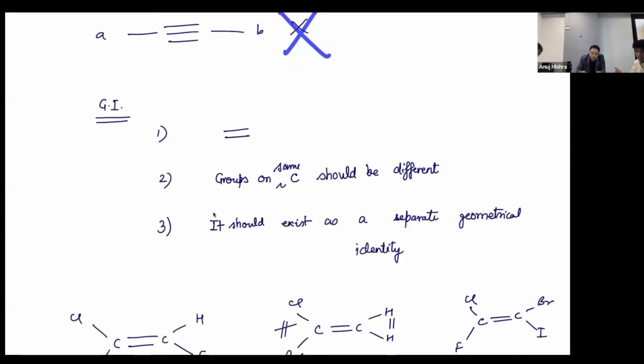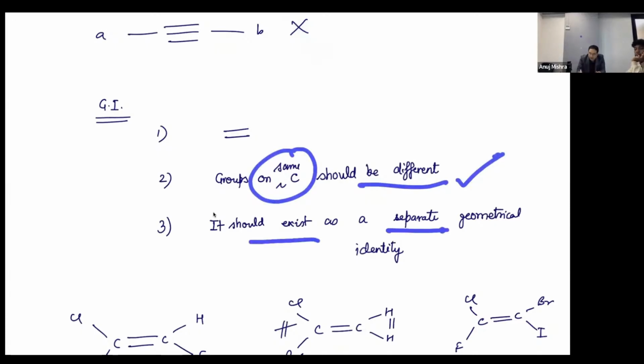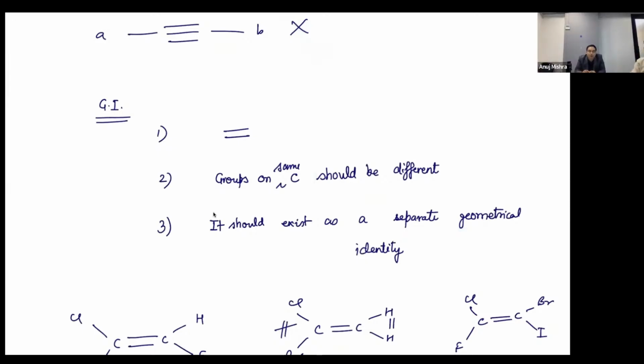Now summary. Number one, there should be a double bond. The groups on the same carbon should be different. Rule number three that you keep in mind: it should exist as a separate geometrical identity. Please write down these three rules. To get geometrical isomers, number one, it should have a double bond. The groups on the same carbon should be different. It should exist as a separate geometrical identity.